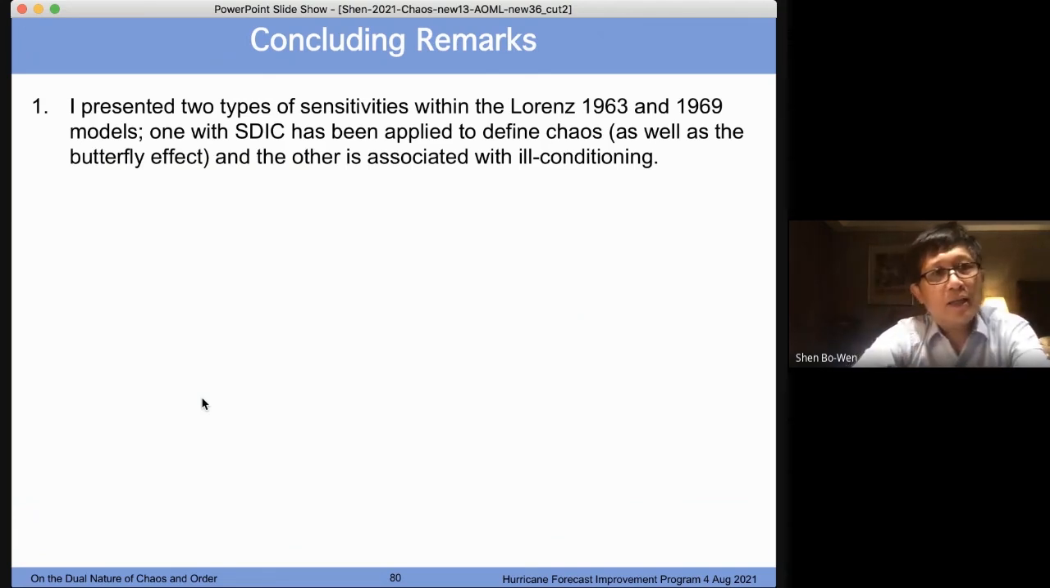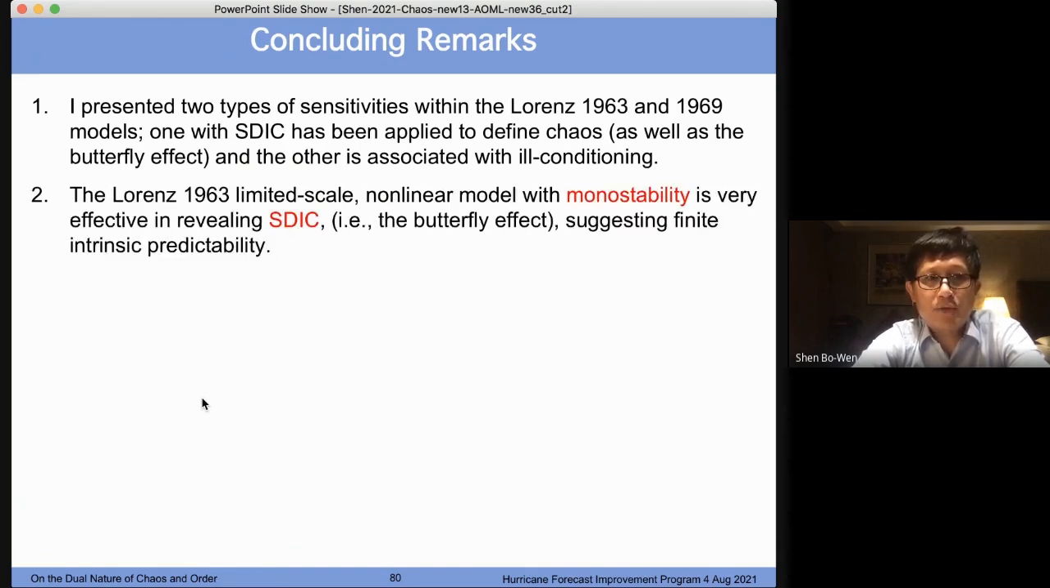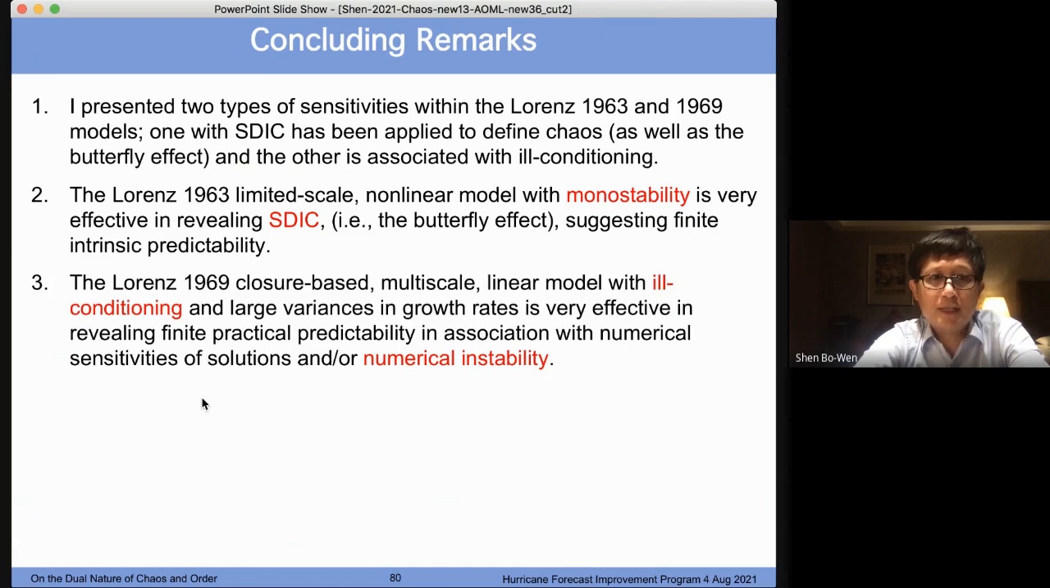In this talk, I discussed two types of sensitivities. One, SDIC, has been applied to define chaos. The other one is associated with error conditioning. The L63 model is a limited-scale, nonlinear model with monostability. It is very effective in reviewing SDIC, suggesting finite predictability. The L96 model is a closure-based, multiscale, linear model with error conditioning. It easily captures numerical instability. As a result, the major findings of finite predictability should be interpreted as features of models.